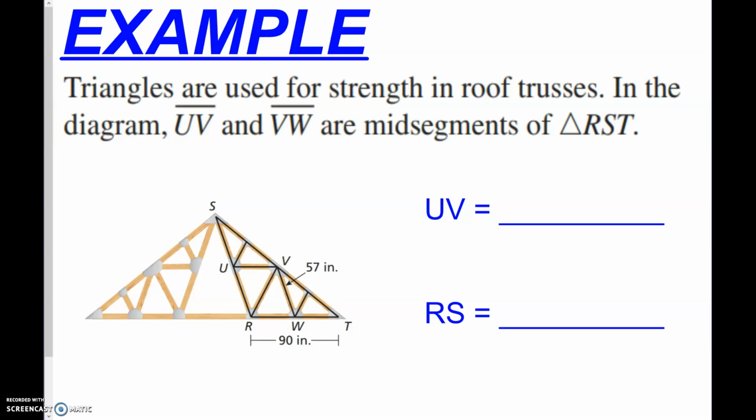All right, triangle trusses, UV, this is a midsegment. So it is going to be half of that 90, so UV must be 45 inches. And then we also need RS. Okay, and we know that this is also a midsegment, and it's going to be twice. So we need 57 times 2. So what's that? 114 inches.